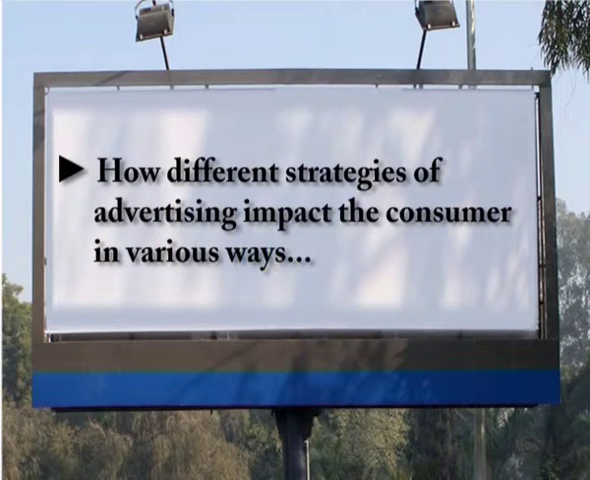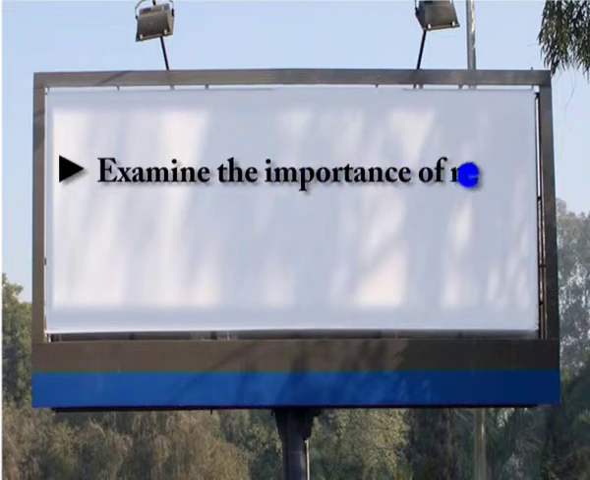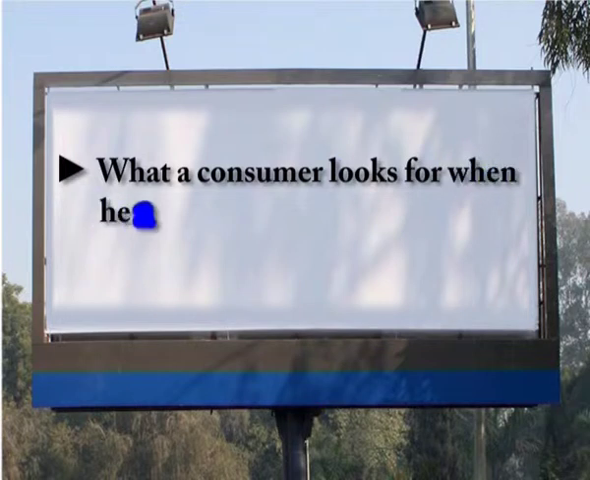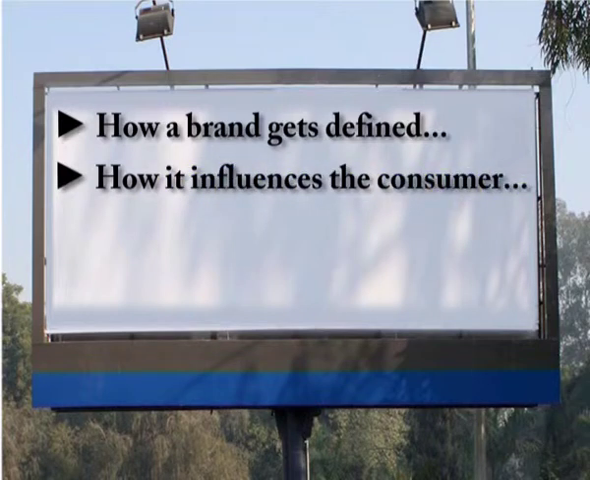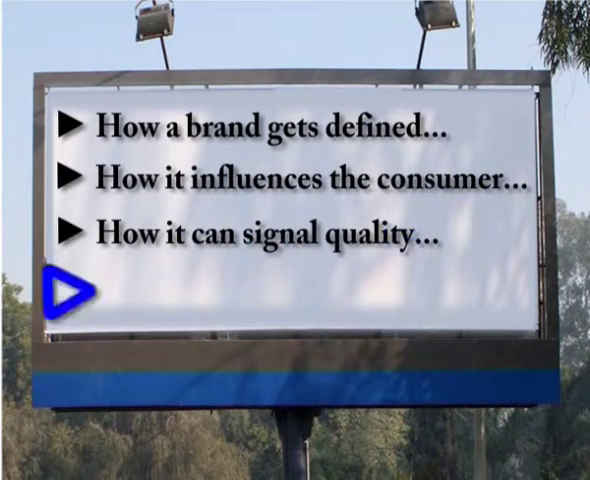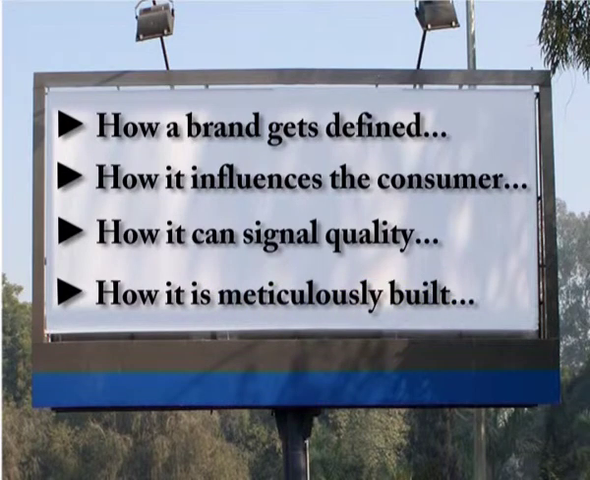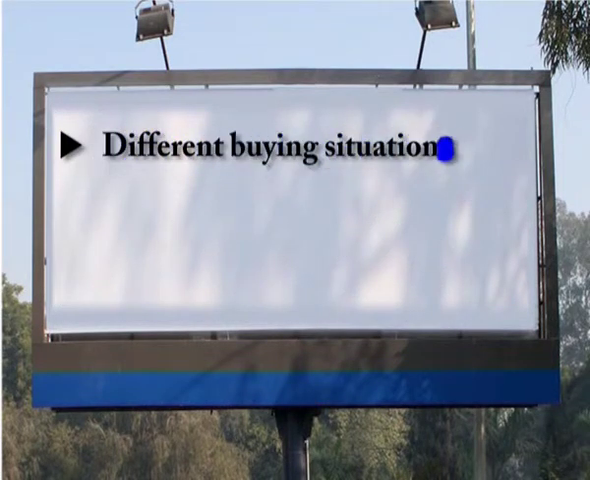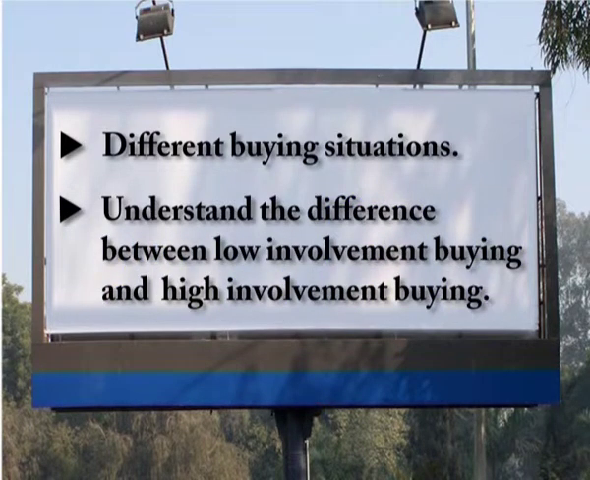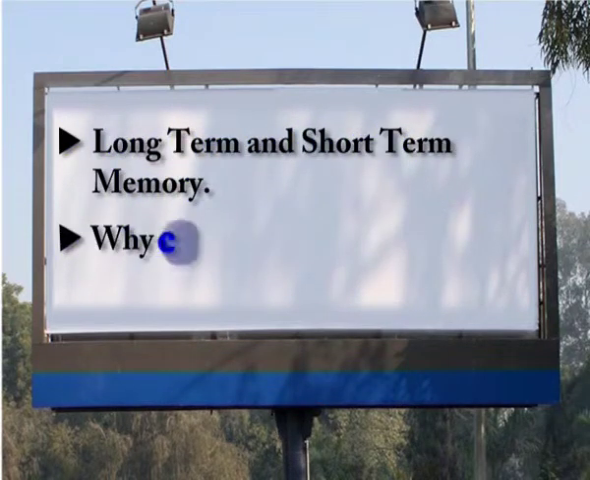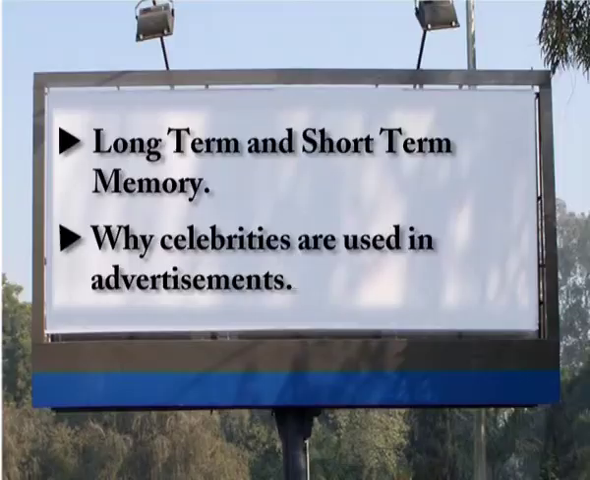various ways. We will examine the importance of recall of a product. We will look at what a consumer looks for when he advertises. We will see how a brand gets defined, how it influences the consumer, how it can signal quality, and finally, how it is meticulously built. We also will look at different buying situations, understand the difference between low involvement buying and high involvement buying, long-term and short-term memory, and why celebrities are used in ads.